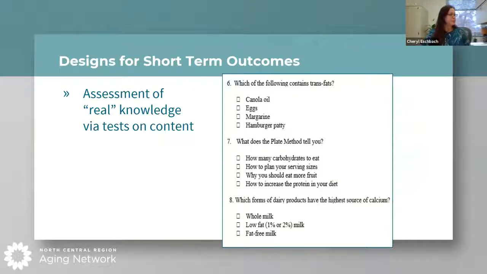So good question. So this was from the Dining with Diabetes, and we teach them about food and what to eat and what to do with their diet. So we ask in a multiple choice, like what's the correct answer?